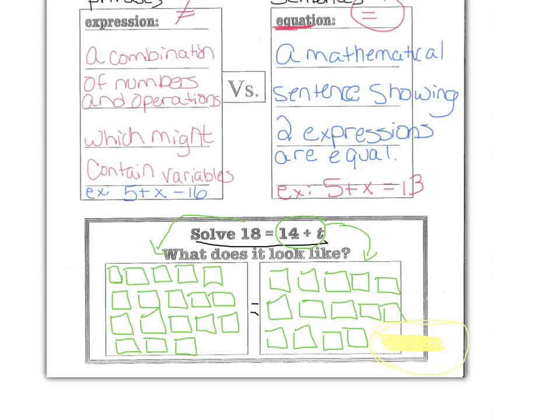Well, hopefully you can say to yourself, well, that's easy. It obviously would be 4. If we put 4 more cubes over here, we would have 18 total cubes. So we would need 4.